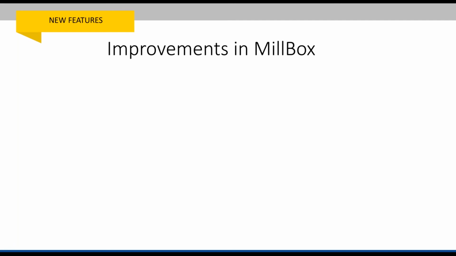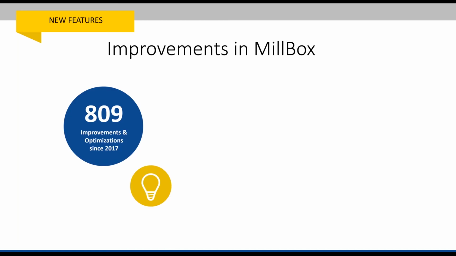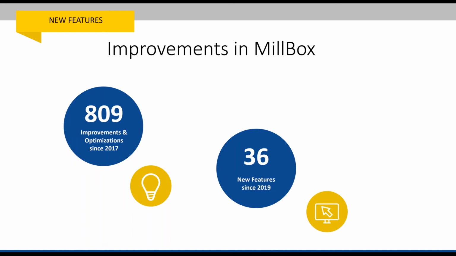So you say, Eric, show me some of these improvements. Show me what I'm missing out on. Well, I'm glad to do that, but big picture, here's a couple numbers for you. 809 improvements and optimizations we've had in Millbox just since 2017. You can see we're doing a lot of work. A lot of those are patches and keeping up with other software, but an awful lot of those are improvements that you guys have suggested. So thank you.